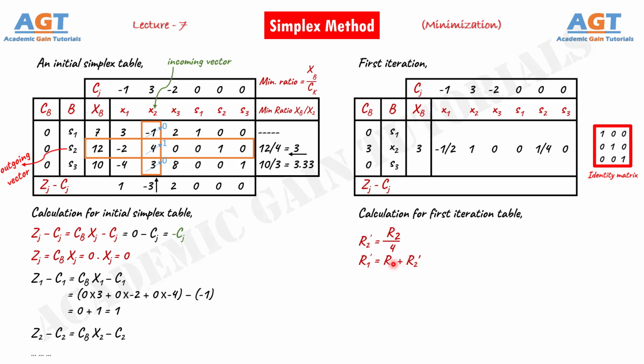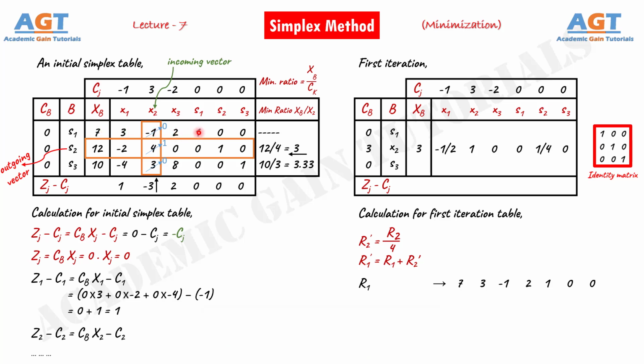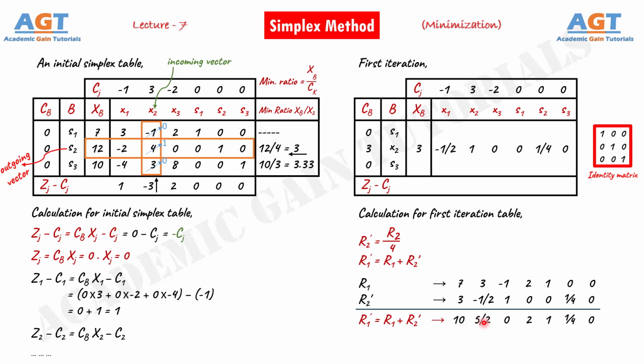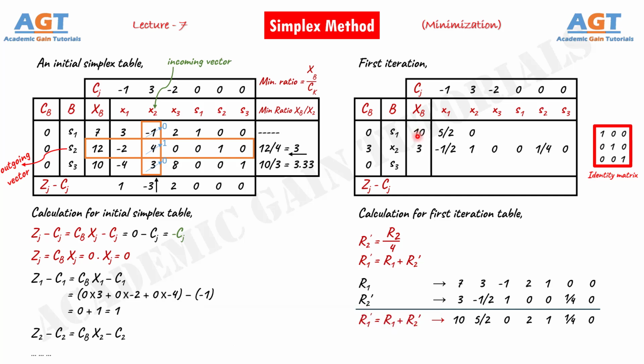So, let's see in rough. Here, we will write the values of R1 from the old row: 7, 3, -1, 2, 1, 0, and 0. We will write the values of the R2- row from this new table: 3, -1 by 2, 1, 0, 0, 1 by 4, and 0. Now, we will add R1 and R2-. We get 10, 5 by 2, 0, 2, 1, 1 by 4, 0. So, this is the value of R1-. We will fill up this first row with this value.